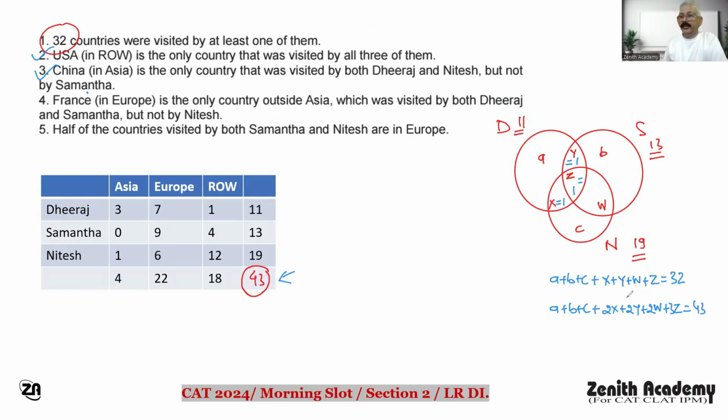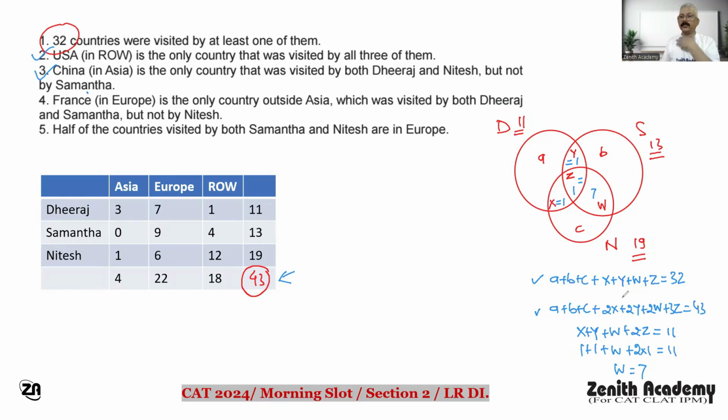Right? So if I subtract this equation from this equation, then it is coming X plus Y plus W plus 2Z is equal to 11. Correct? X is given 1, Y is given 1, W is not given, and Z is given 1, so 2. So this is going to be W equal to 7. So there are 7 cities where Samantha and Nitesh went together, not Dheeraj. Correct? It is clear.